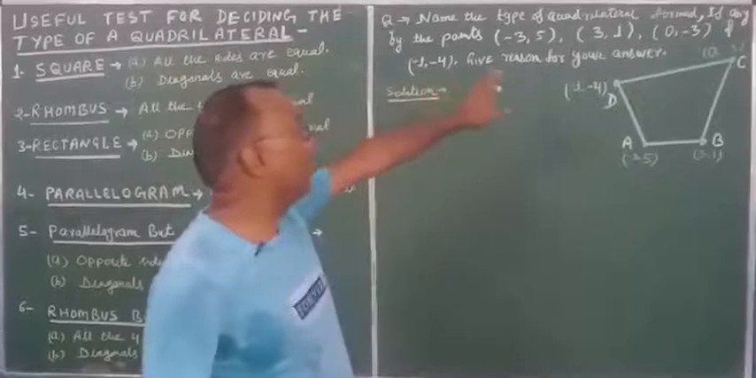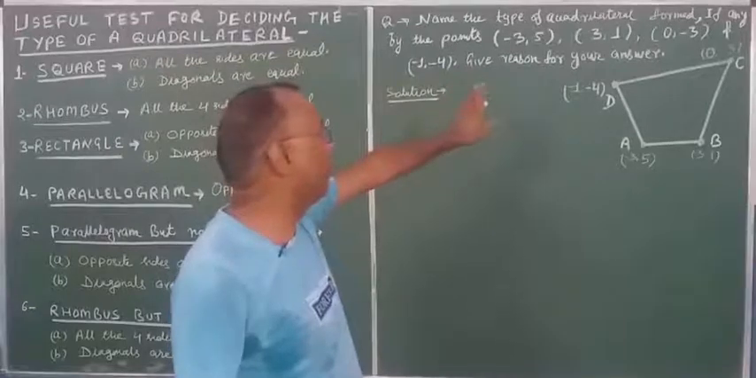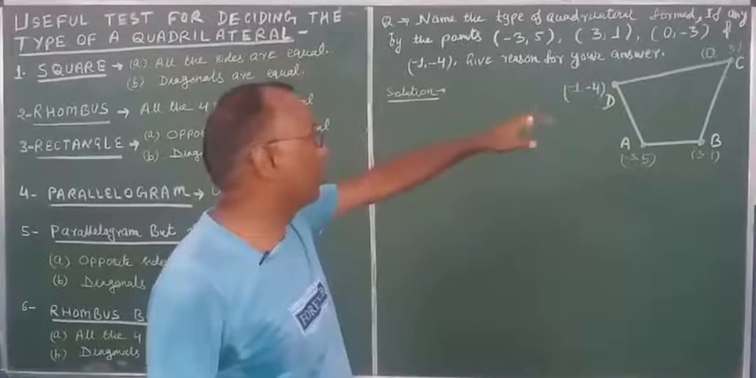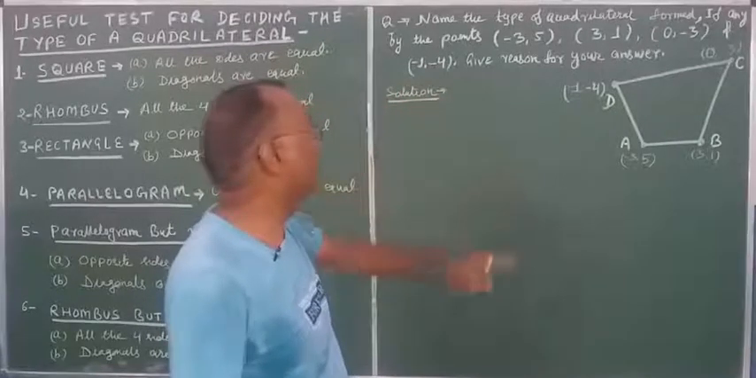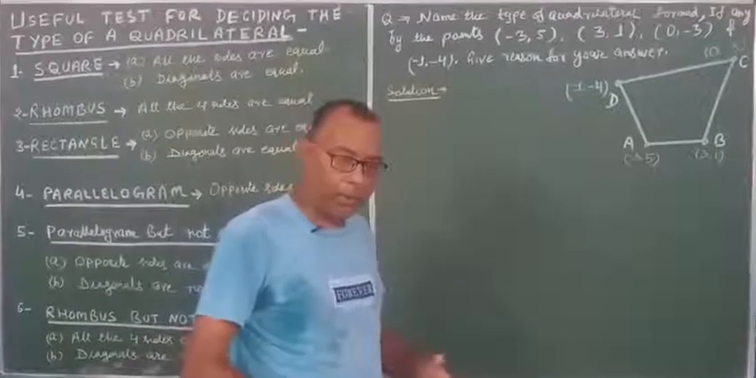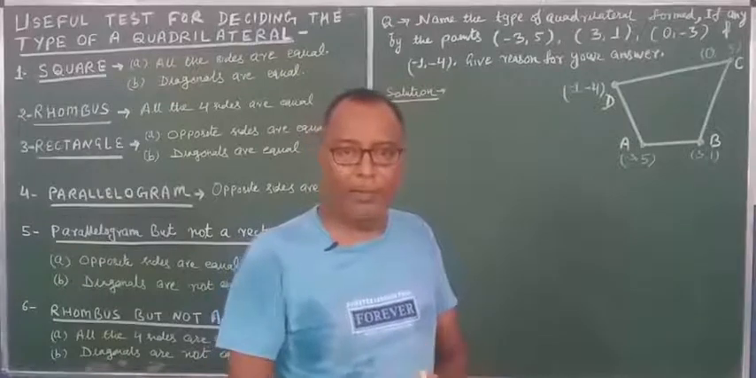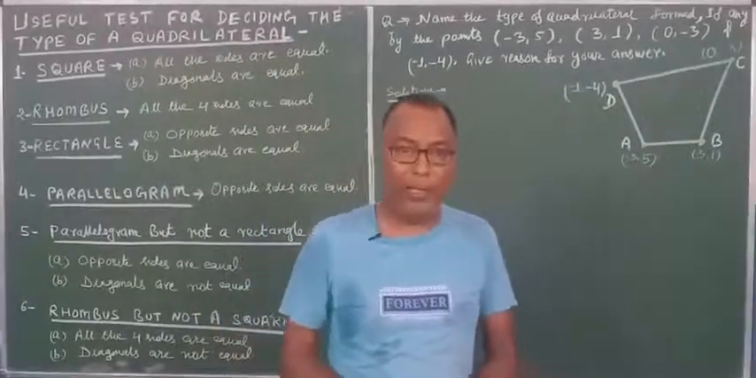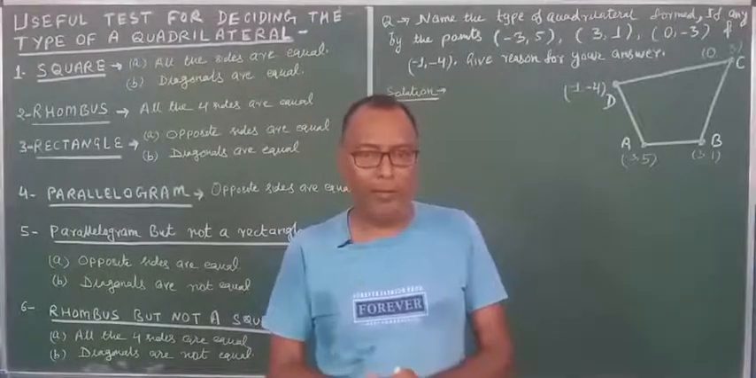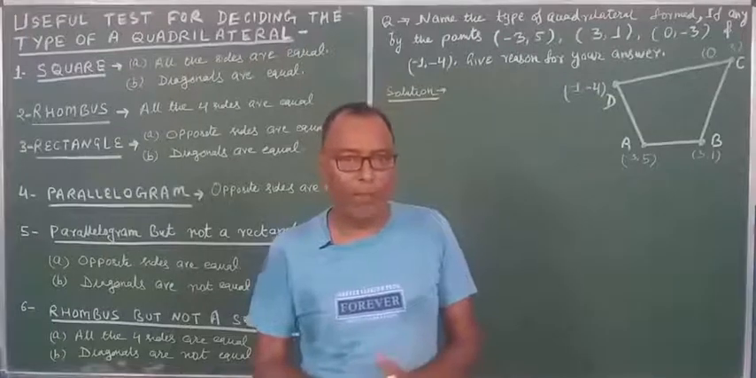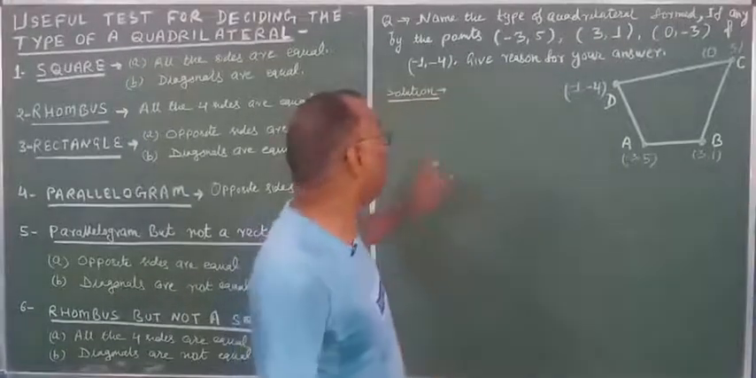Name the type of quadrilateral formed, if any, by the points (-3, 5), (3, 1), (0, -3) and (-1, -4). Give reason for your answer. You have to find the type of the quadrilateral. If possible, if there is any quadrilateral, then we have to find its type, whether it is a rhombus, square, parallelogram, rectangle, etc. These are the points given.